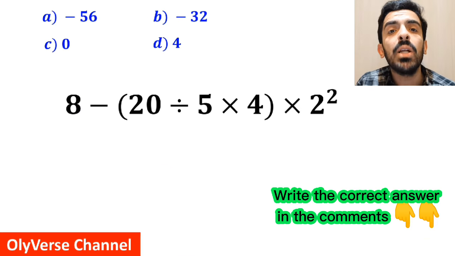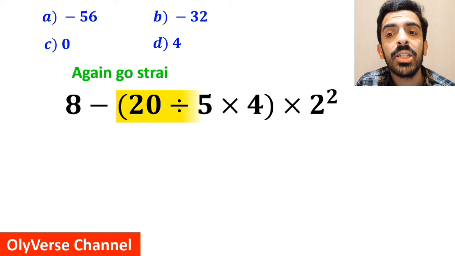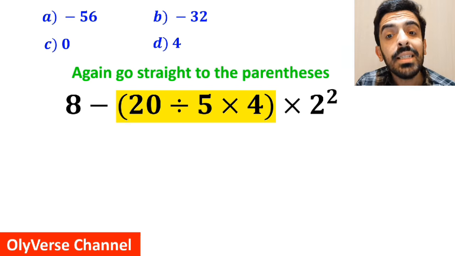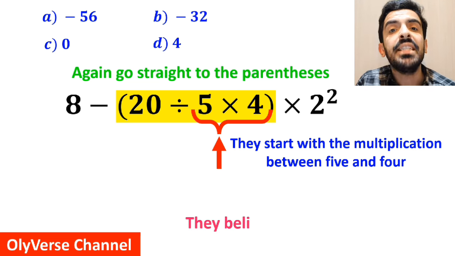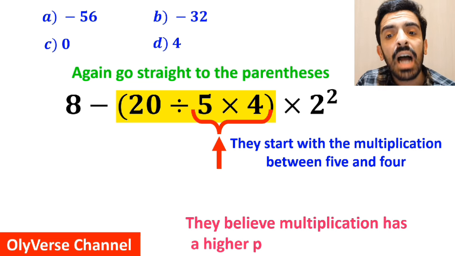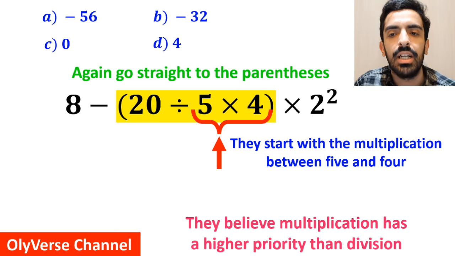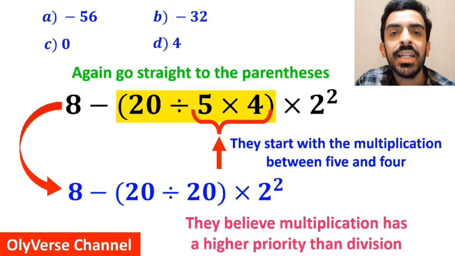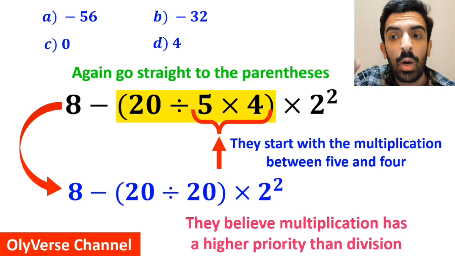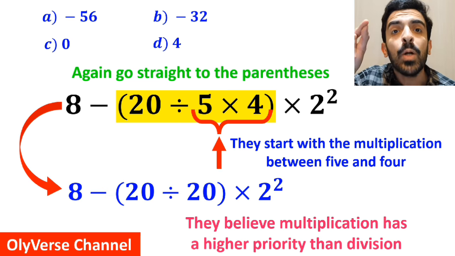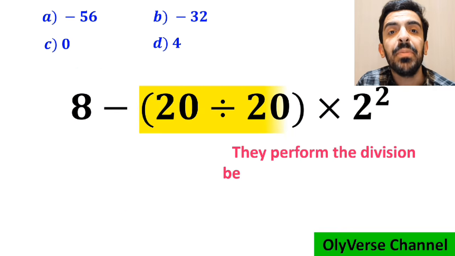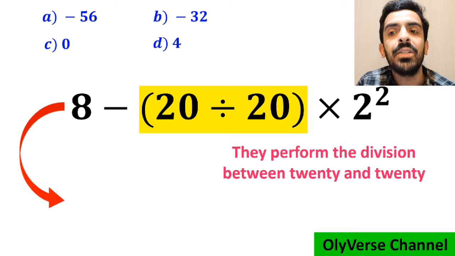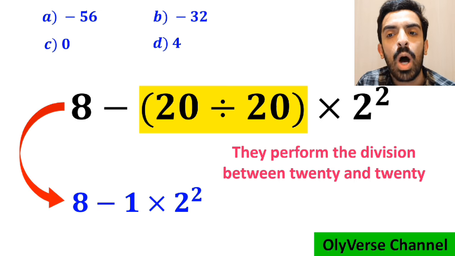Also, some other people when solving this question again go straight to the parentheses. But this time, they start with the multiplication between 5 and 4 because they believe multiplication has a higher priority than division. So, they rewrite this expression as 8 minus 20 divided by 20 inside the parentheses, then multiply by 2 squared. And in the next step, they perform the division between 20 and 20 and simplify this expression to 8 minus 1 multiplied by 2 squared.